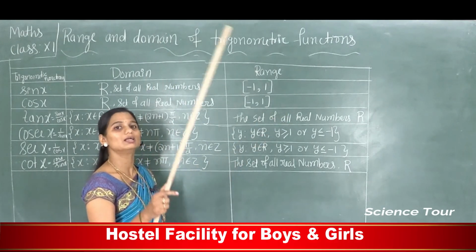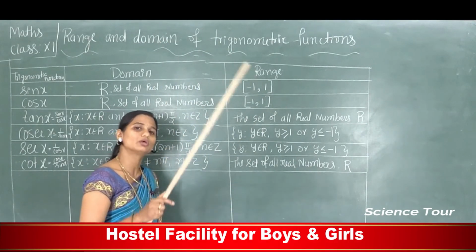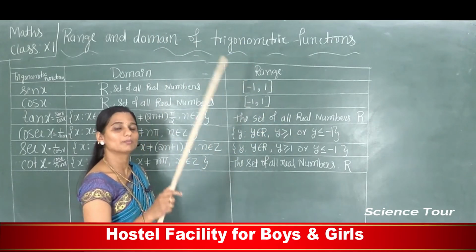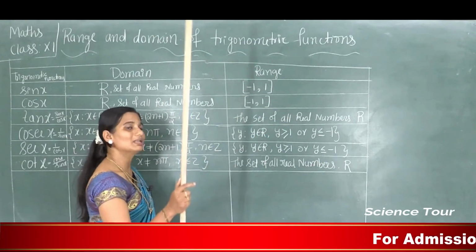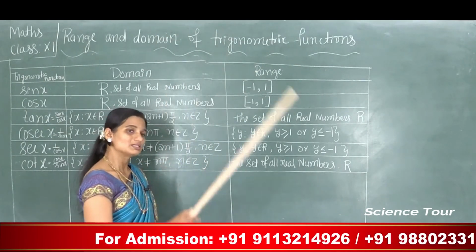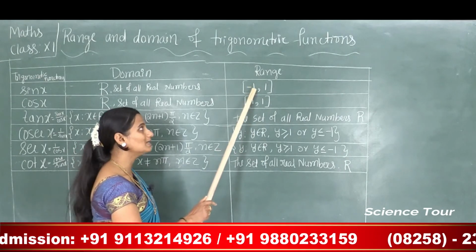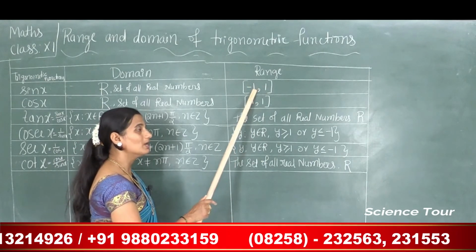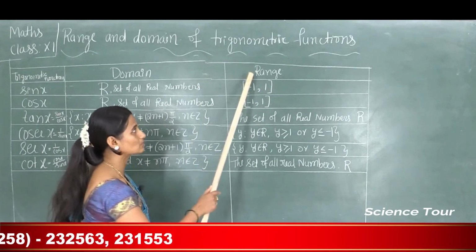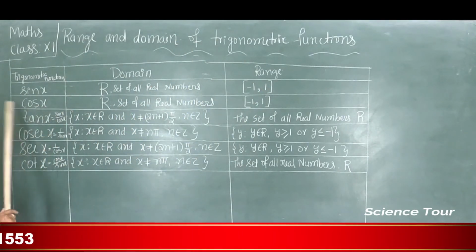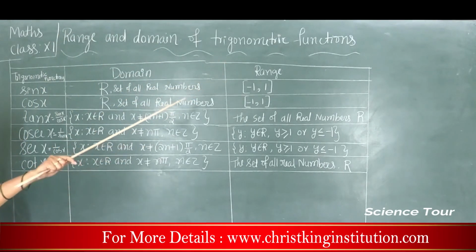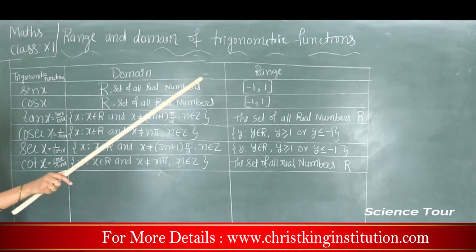Whatever angle you substitute, if you substitute 1100 or 1200 or -200, sine -200, check it in a scientific calculator, or sine 300. So we get an answer between this range. Either you get -1 or 1 or within this range. So that is called the range of a trigonometric function. I showed how it is -1 and 1 by giving the values, right?